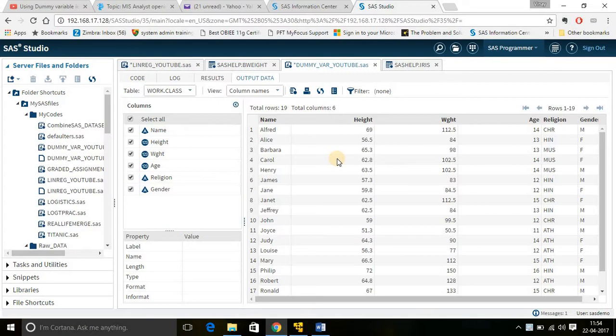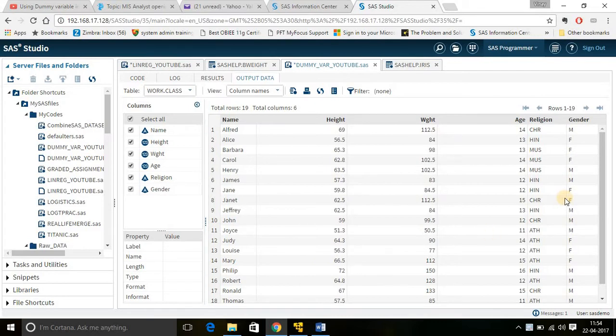So now what happens when we are dealing with categorical variables, like let's say religion and gender? These are categorical variables. How do we use them in a linear regression equation? These are character formats. There is no other way to use them other than converting them into numbers. So there are two ways to convert them into numbers. One way is, let's say for male and female, we can say male is 1, female is 0, or female is 1, male is 0, like that.